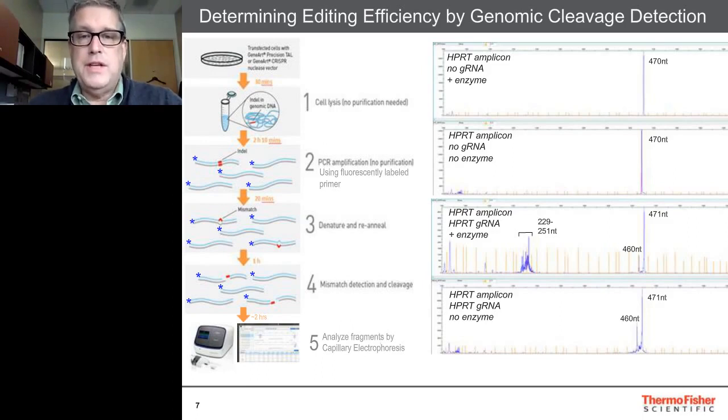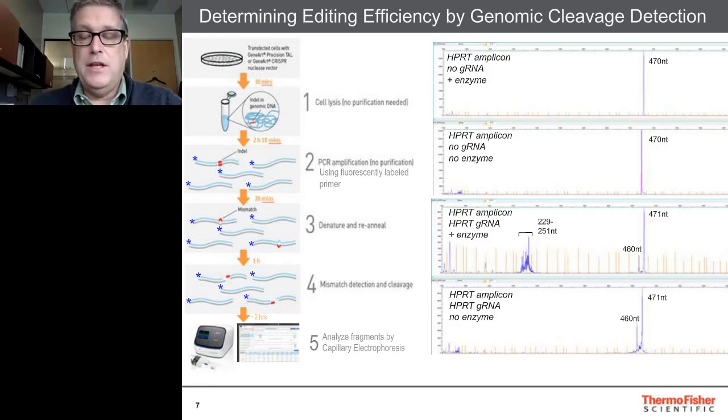However, when we take the same cells and now we've added the guide RNA, we get a family of different size peaks after enzyme cleavage. So we have the intact parental 470 nucleotide band. We have a family of bands that are in the range of 229 to 251 nucleotides. And we also have a smaller size here of 460 nucleotides. Now, because this 460 nucleotides appears in the no enzyme capillary, no enzyme lane, what that's saying is that we have deletions of around 10 nucleotides that are pretty abundant.